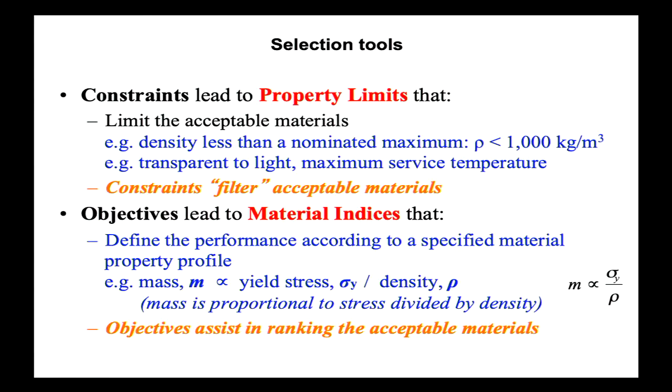we're moving towards a series of charts, the Ashby type charts. And this idea of constraints filter acceptable materials, and objectives assist in ranking the acceptable materials. Everything else on that slide is just moving towards the same data. Property limits and material indices are what constraints and objectives provide us with, respectively.